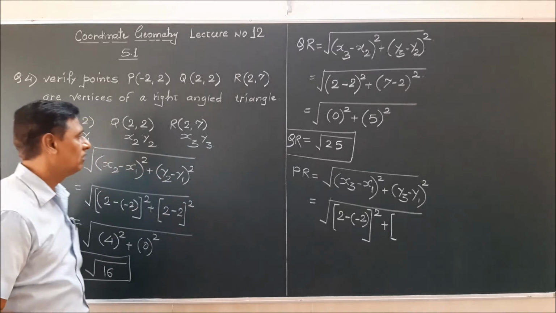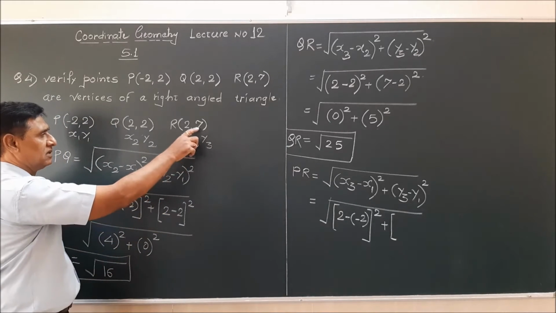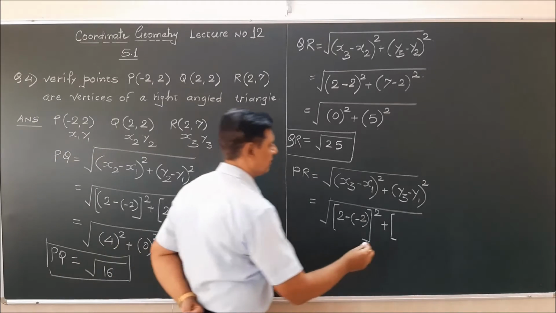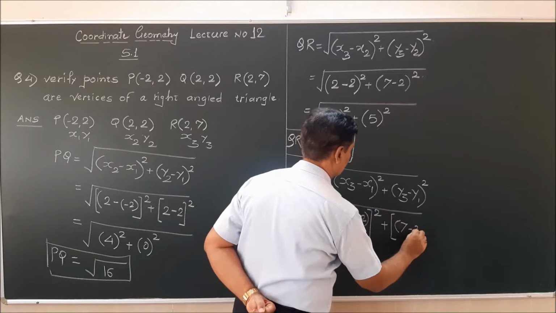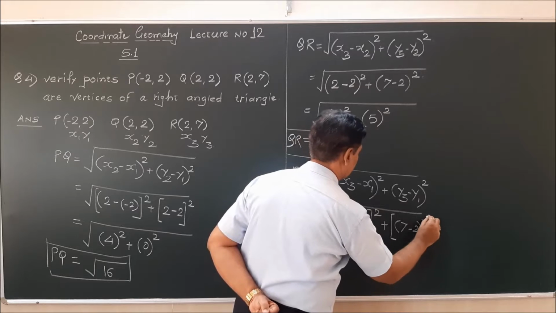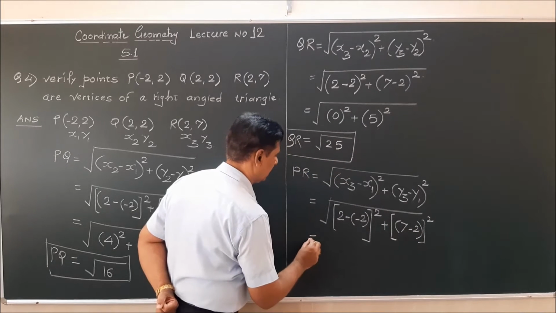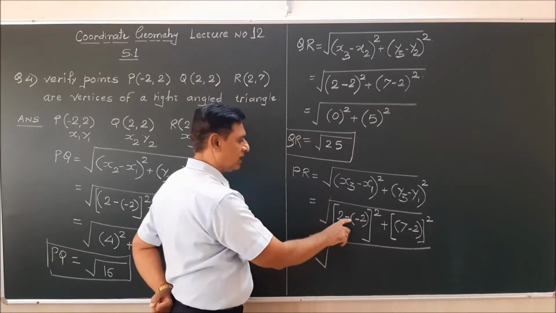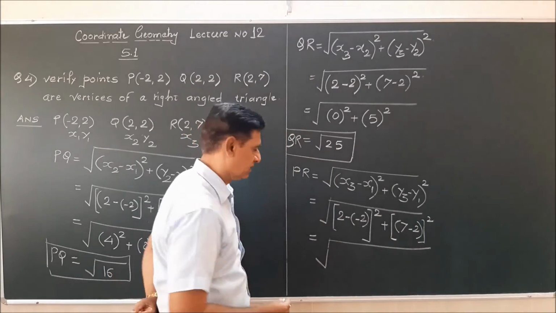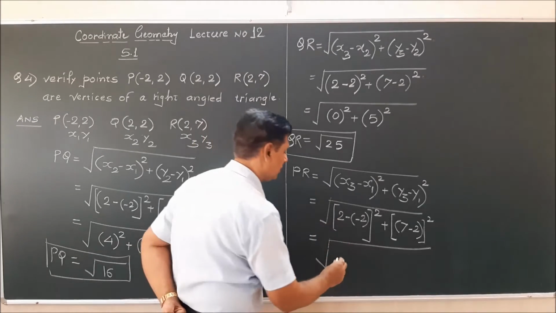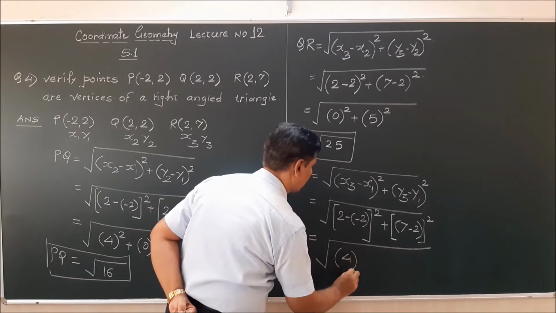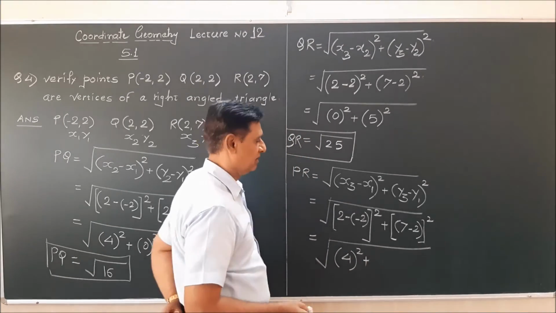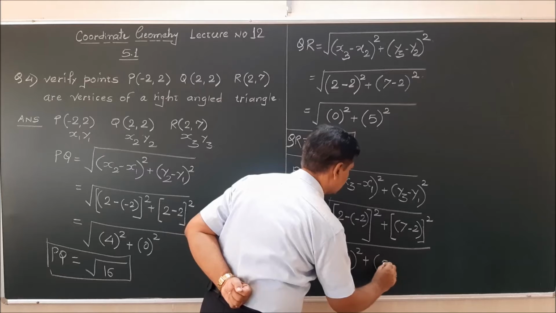y3. Now you will find y3 is 7. So (7 minus 2) the whole square. The next step is 2 minus of minus, of course it is plus. So 2 plus 2 is 4. So I'll get here 4 square plus 7 minus 2, which is 5, so that is 5 square.